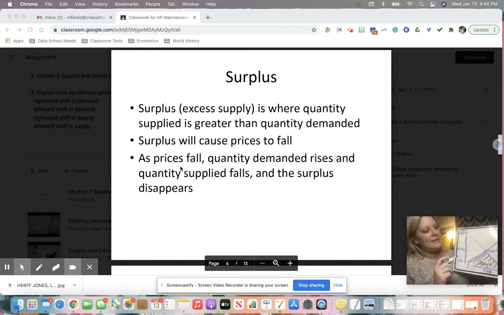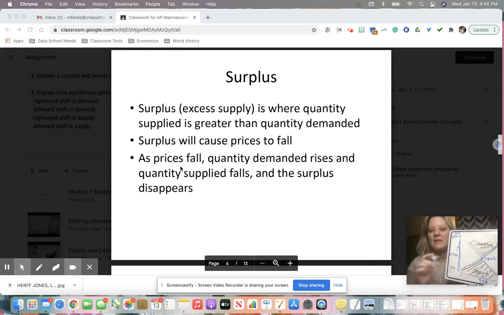And so surplus is when you raise the price above the equilibrium price, it's going to make the quantity supplied greater than the equilibrium quantity and the quantity demanded less than the equilibrium quantity. So if we have more quantity supplied than we do quantity demanded, we have a surplus of goods and services. And so in this area here, this triangle, we have a surplus of goods and services.